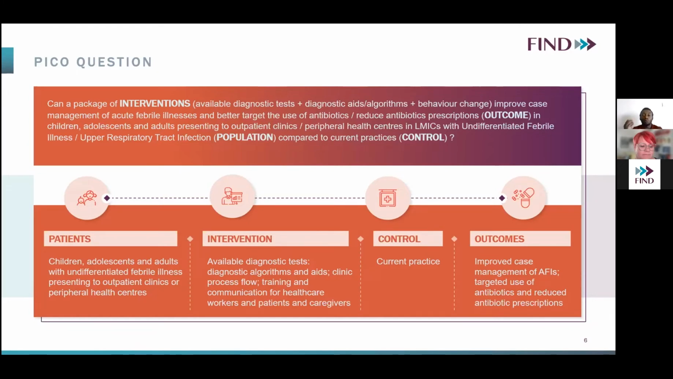So in this study, we are looking at children and adolescents who have these undifferentiated fevers, and then we are giving them a package which involves rapid diagnostic tests which are currently available in the country. And then we are combining that with improved clinic flows. Then we have a training and communication package based on social science. And then we are comparing this with the standard of care that is already available in these countries. And then we are looking to see if this package of interventions is going to improve management of these illnesses and then reduce antibiotic prescriptions.